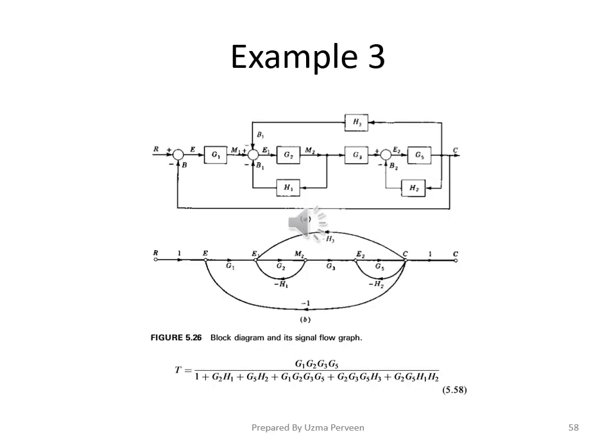This is a block diagram. We have to find the transfer function C upon R. We have converted this block diagram into the signal flow graph. I hope you can do it easily. And then we have applied Mason's formula to the signal flow graph, and we have found the transfer function C upon R, that is T here.